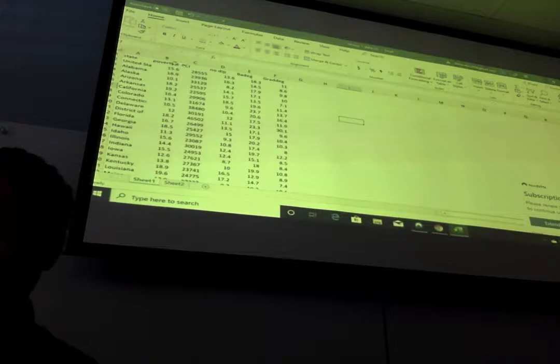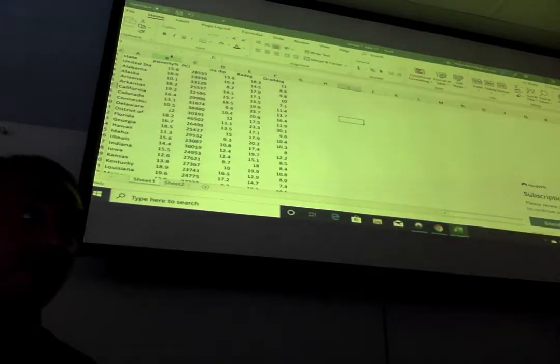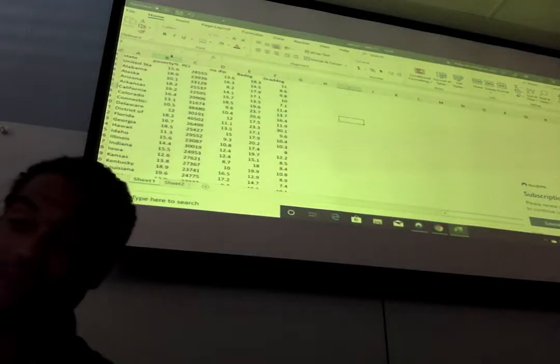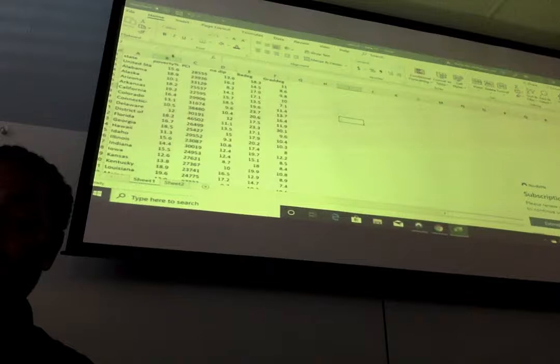So I added another sheet to the bottom, because I'm going to, one by one, go through each column and find the top 5 and bottom 5 for each of these variables.